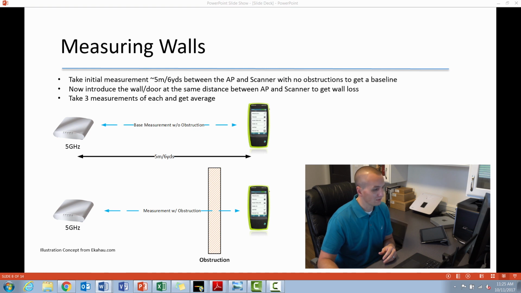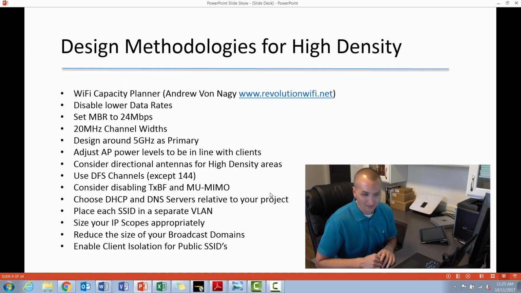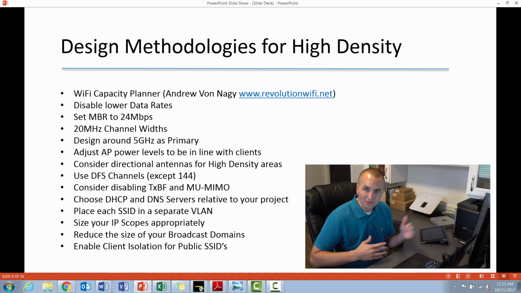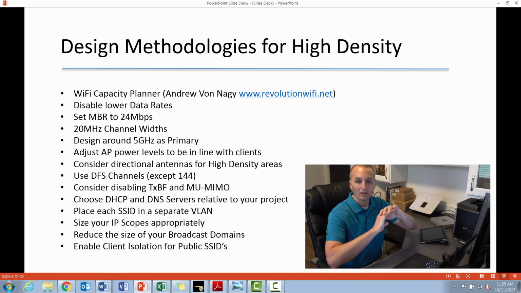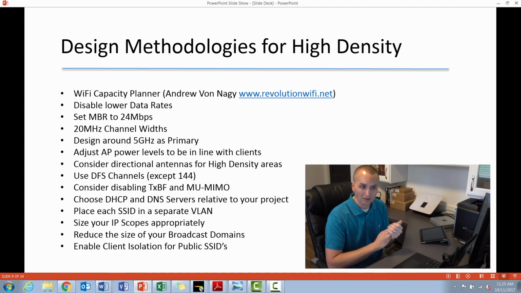So let's go to some design methodologies that I have for high density. This, once again, is not exhaustive, but these are some core things to be thinking about as you're designing. You've gone through all the gathering of requirements. You've understood the pains and challenges of the customer. You've done your site survey with all the different spectral analysis and pictures and things of that nature. Now we're back at the office.